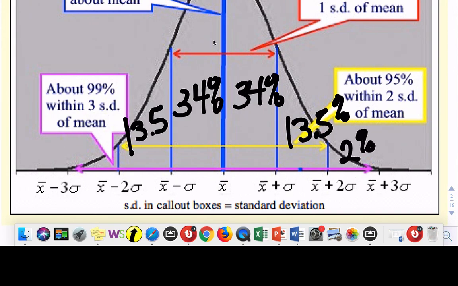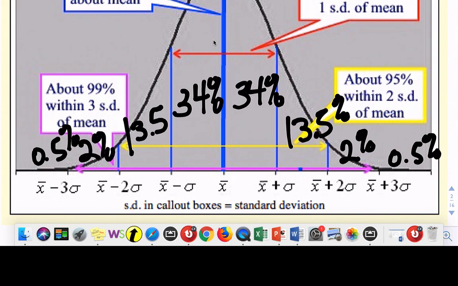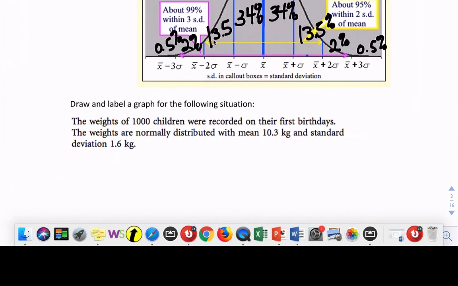This one, 3 standard deviations out, is 2%. And then out here is 0.5%, 3 standard deviations away. So for sure I would put this on a note sheet. We're going to use that to calculate answers to the next problem. So let's take a look at that.